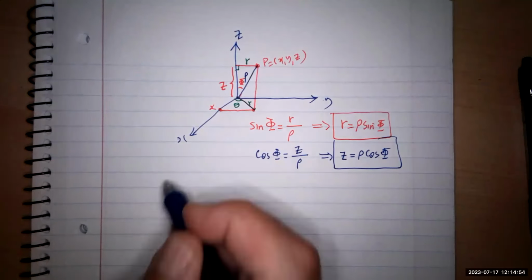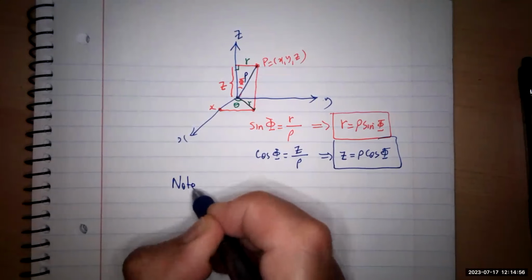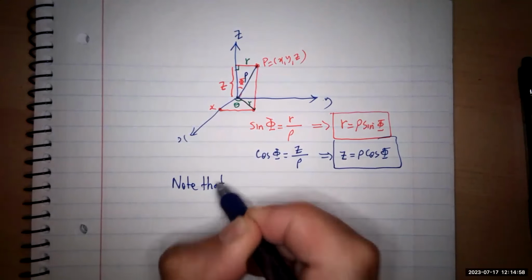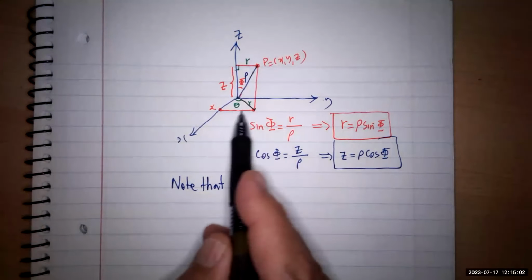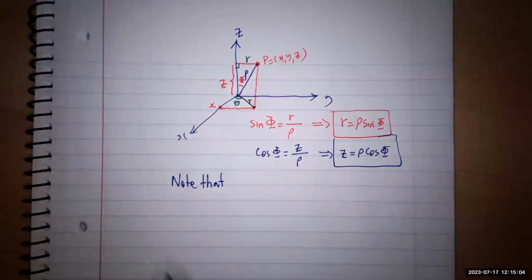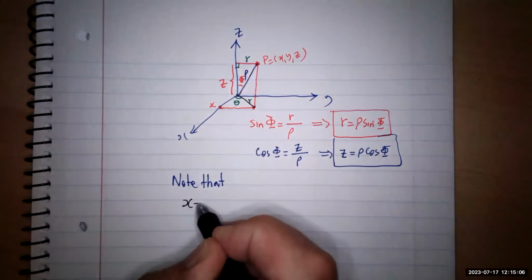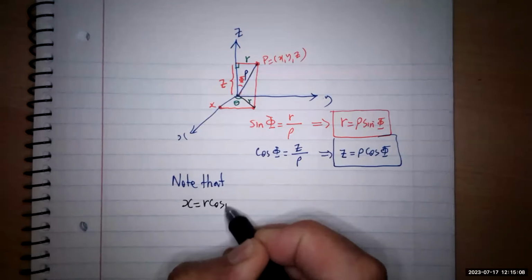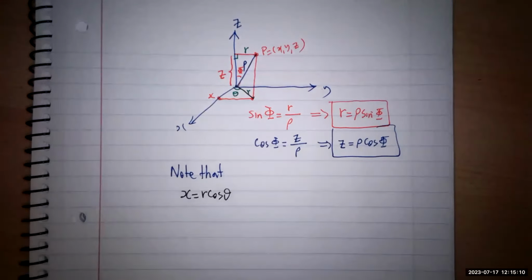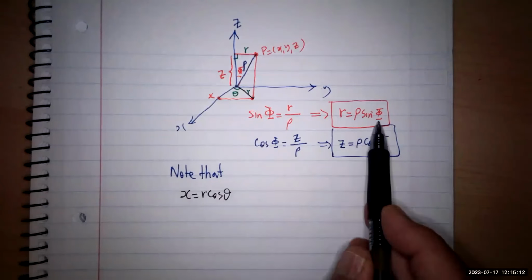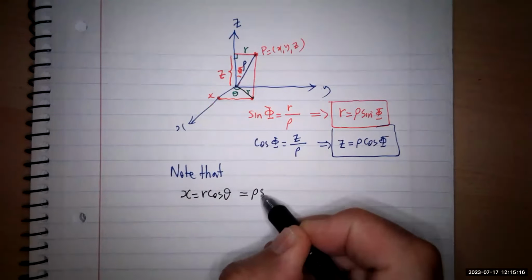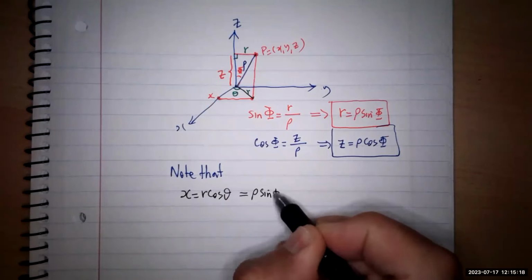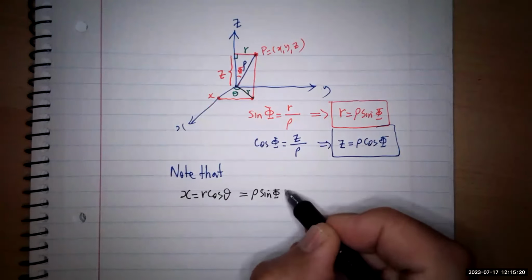Okay, now look at this one. Note that in the polar form here in the xy plane, x is equal to r cosine of theta. This is the way you memorize it. x equals r cosine of theta, but r is rho sine of phi. So that gives you rho sine of phi cosine of theta.